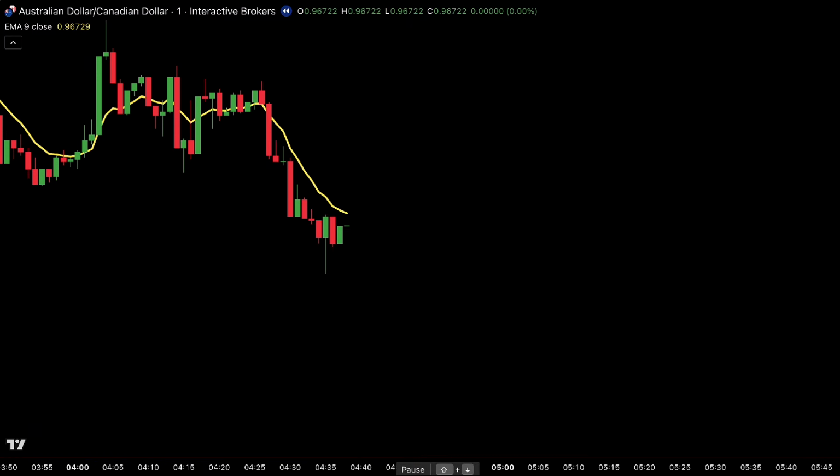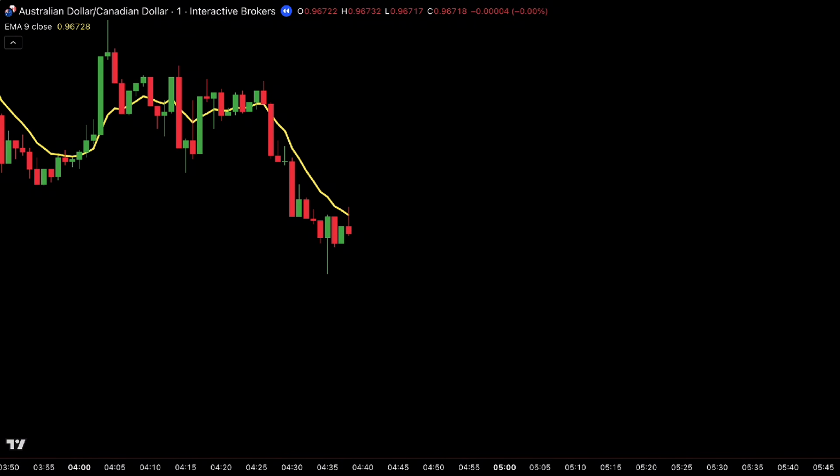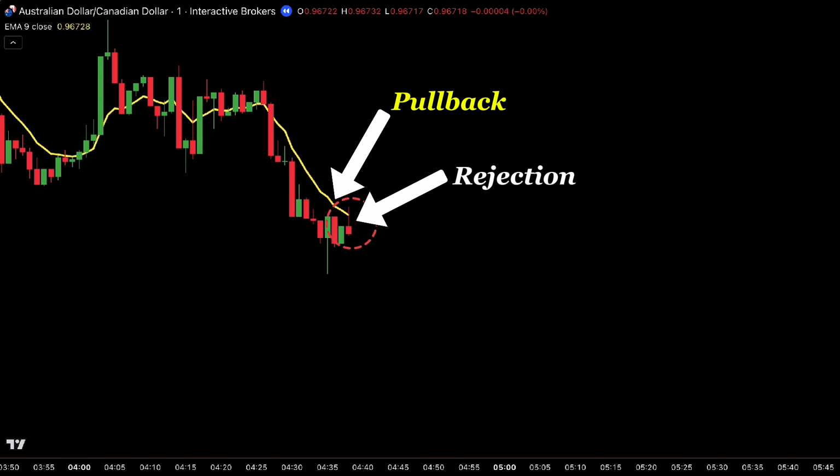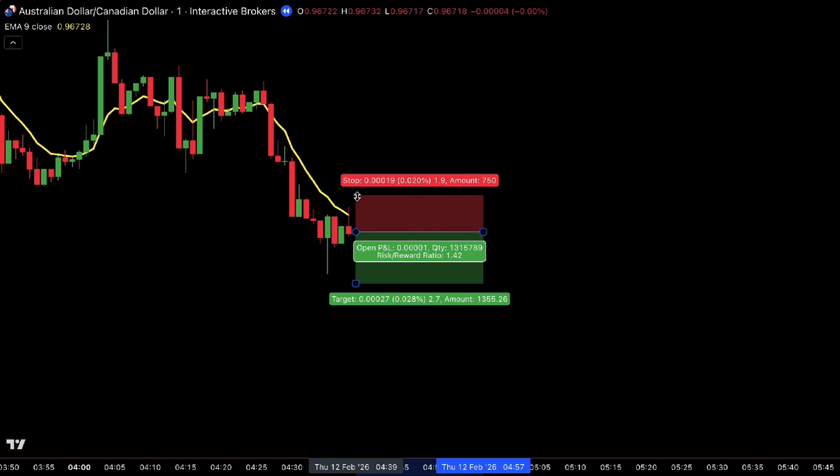Now look at this chart example. Here, the price starts trading below the 9-period exponential moving average. At this point, you simply wait for a pullback. Look at what happens next. Price pulls back, reaches the 9-period exponential moving average, and then gets rejected, forming a clean bearish pin bar. That's your signal. You place your entry at the close of the pin bar with a stop loss above it, and you follow the short move.